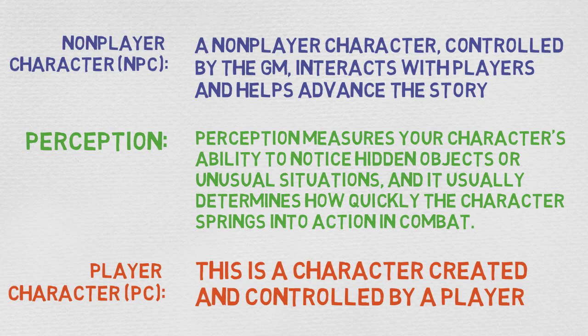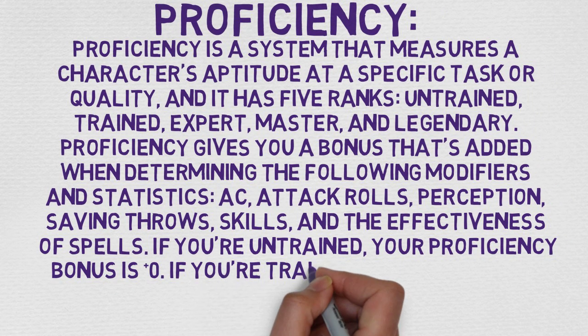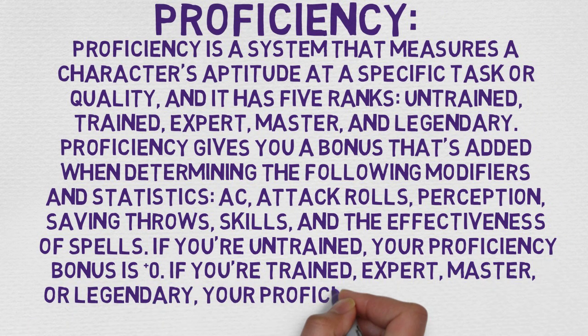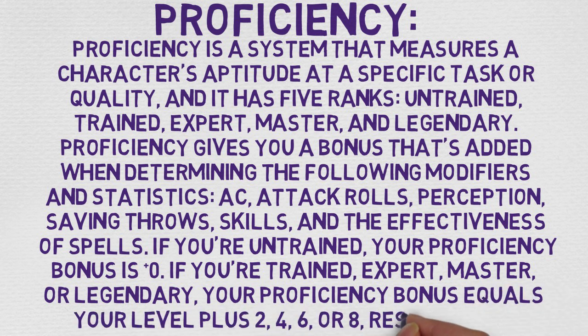Proficiency. Now, this is not super complicated if you've played 5e, for example, but it is a little weird in Pathfinder, so it makes sense once you get used to it, but it is a little weird at first. Proficiency is a system that measures a character's aptitude at a specific task or quality. And it has 5 ranks: untrained being the first, trained, expert, master, and legendary being the last. Proficiencies give you a bonus that is added when determining the following modifiers and statistics: AC, attack rolls, perception, saving throw skills, and the effectiveness of spells.